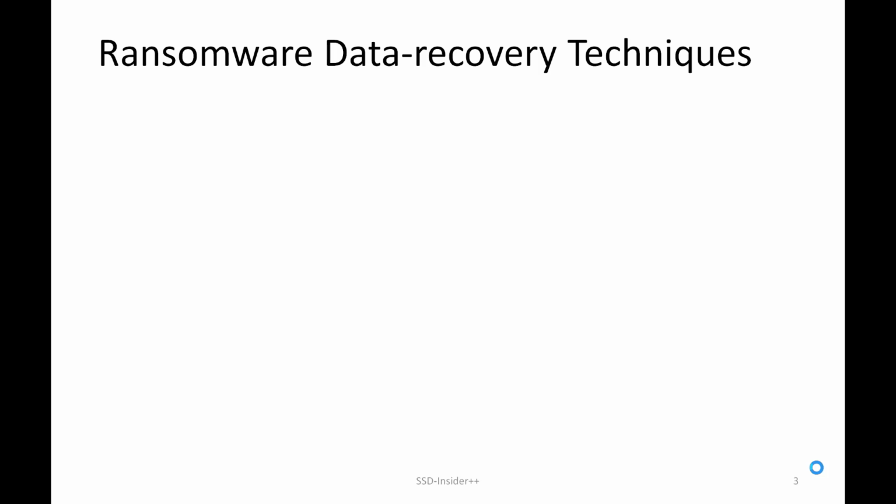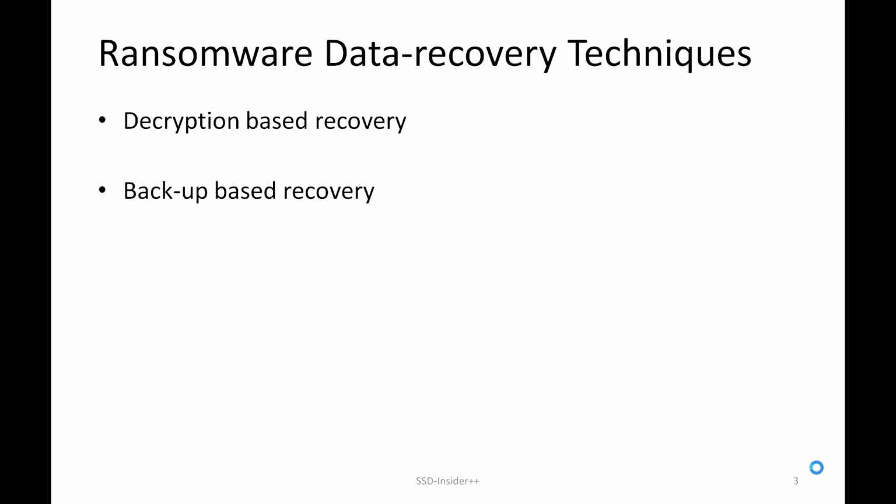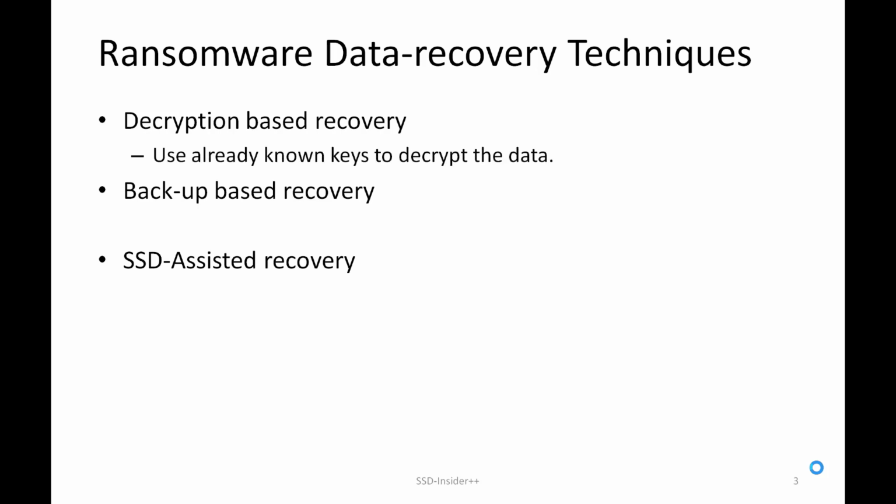Now let's say if we detect that it's a ransomware attack, how can we recover the data? So they are typically classified into three. One is decryption based recovery, second is backup based recovery, third is SSD assisted recovery. As the name says, decryption based recovery tries to use a key or a set of well known keys to decrypt the data, and there is a high chance that it might not work.